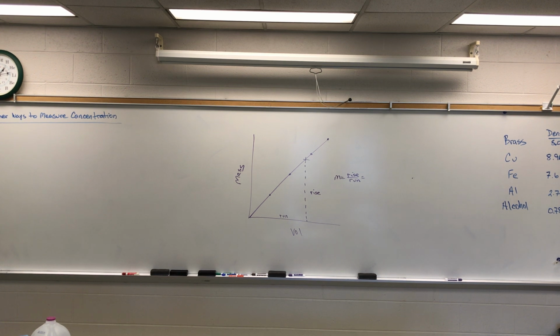Part A was the metals, part B was the alcohol. When you pick these points... You've got an old sheet, that's why, because we took that out. So don't worry about that.